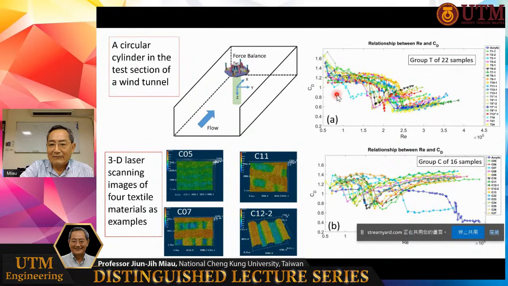It's the CD value versus the Reynolds number. We have the circular cylinder installed in this wind tunnel test section, with a force balance instrument here, which is able to get the drag force, and then it can be reduced to the drag coefficient. All these data points, which are very difficult to see each one clearly, simply indicate how the critical transition phenomenon can be affected by the roughness of the textile material. We have a total of 38 samples, and this shows four of these textile material samples, with 3D scanning images of the roughness. It allows us to get quantitative information about the surface roughness.